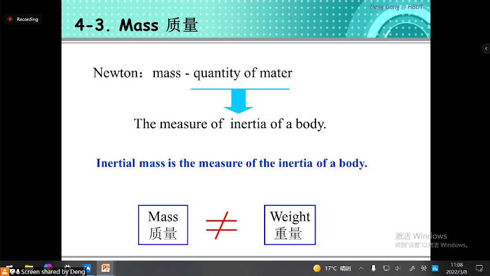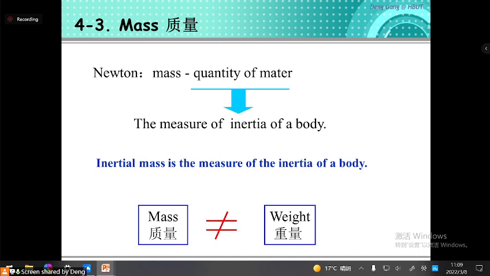So mass in Chinese we call it 质量, but weight is different from mass. Weight in Chinese is called 重量. So mass and weight, they are different. Mass is the measure of the inertia of a body, while weight is the gravitational force on it near the surface of the Earth. So this is a force, and this is not a force. And they do not have the same quantity.